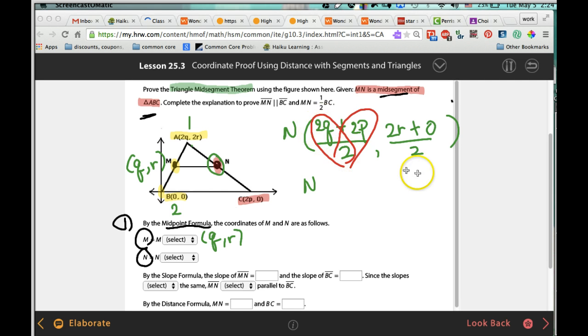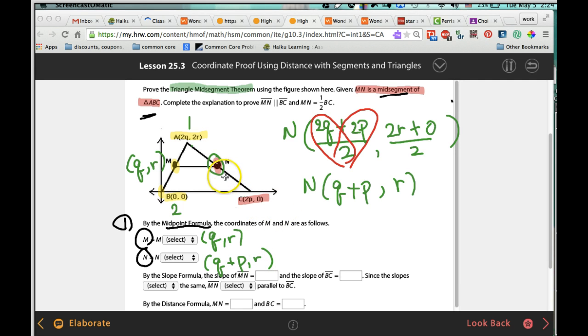What is 2q divided by 2, guys? Q. Just q. And then now we're going to do the right side of the heart. What is 2p divided by 2? P. Yes, p. Alright, so we're done with this side. Over here is easy. 2r plus 0 is 2r, divided by 2 is r. So that would be my coordinate for N: q plus p comma r. That's this one right here.